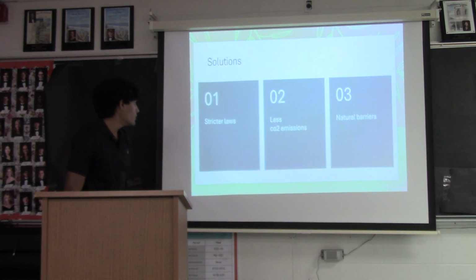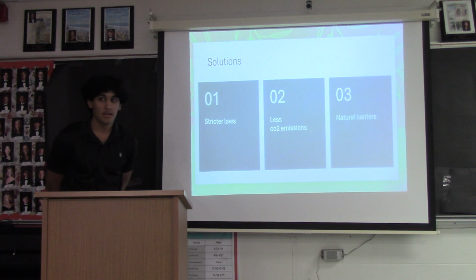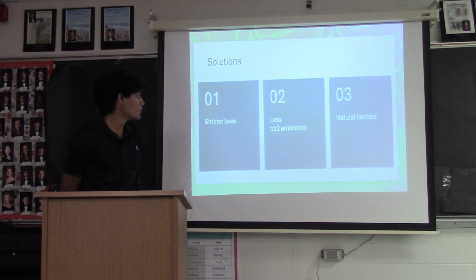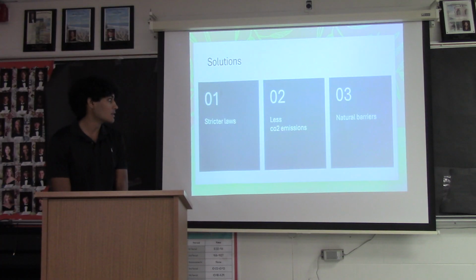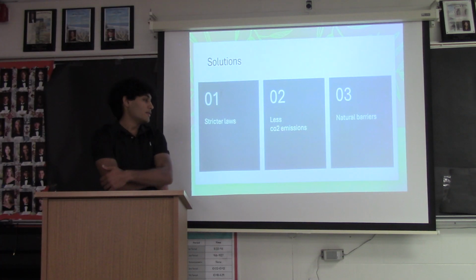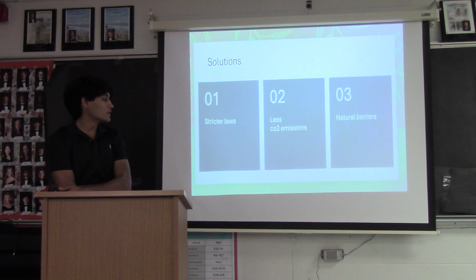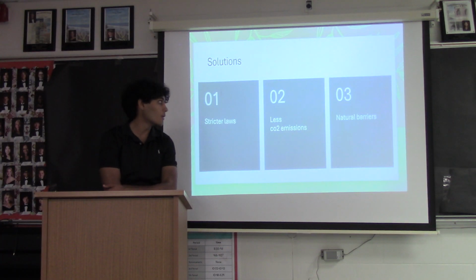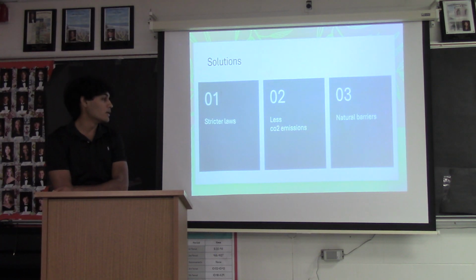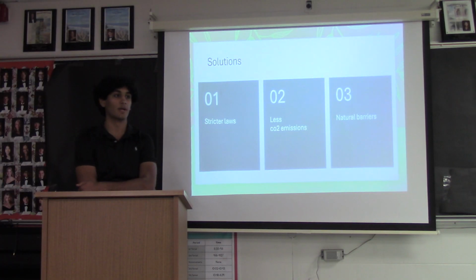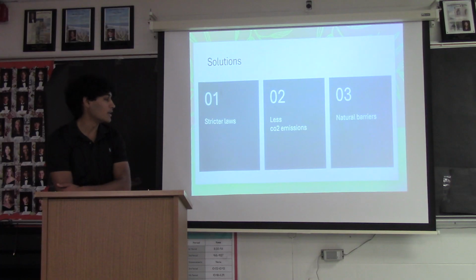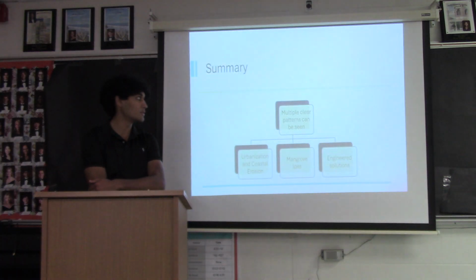Solutions. We clearly need stricter laws, as laws have been in place all over the world, but mangrove loss is still happening and coastal erosion is happening more than ever. Less CO2 emissions, as with the emissions there have been more storms and coastal erosion is happening at more places than ever. And natural barriers. If we keep removing mangroves, we're not going to be able to have the coasts we have right now. And with the engineered solutions, we're losing more coasts.